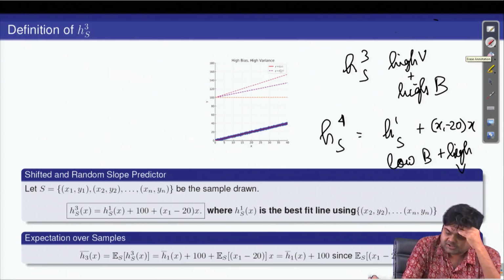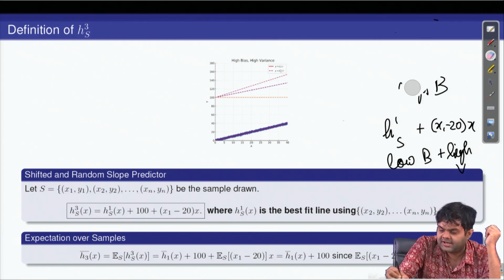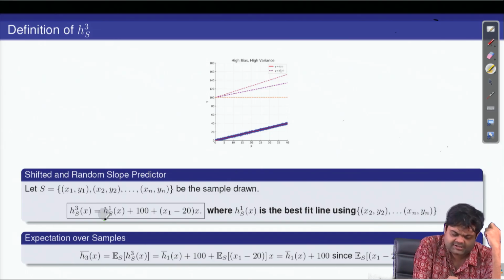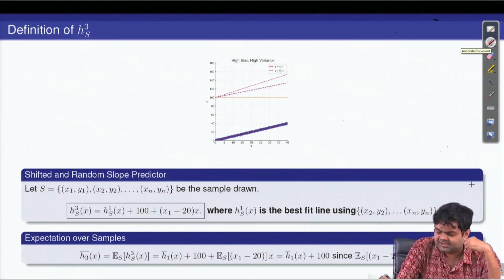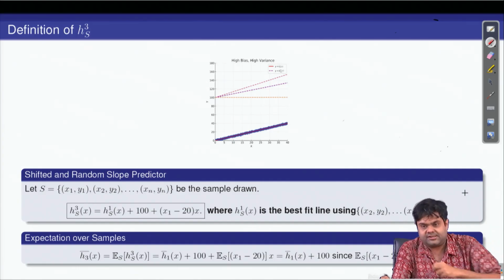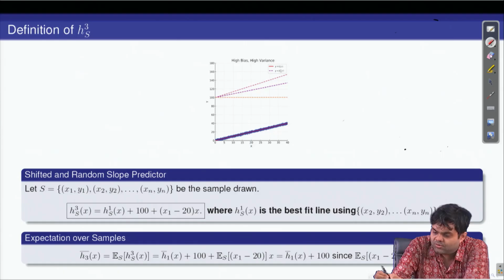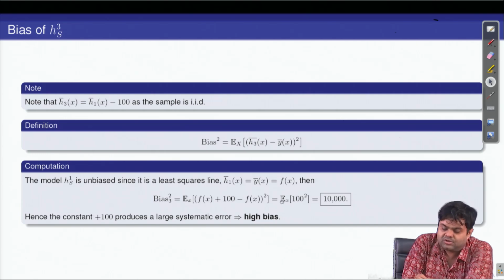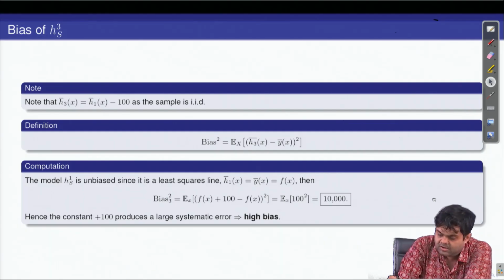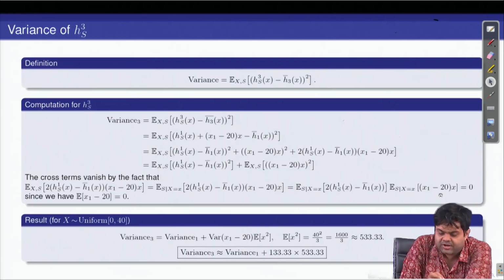So the formal calculations of these are there. You can slowly see the expected value calculations, which we did by taking conditional expectations. This is the least square fit, so the expected value of this actually gives you the conditional expectation of y perfectly. Expected value of this is 100, expected value of this is 0. So the expected value of this whole thing is actually 100, which already introduces the bias. It gets squared, so the bias will be 10,000, just like the second model. As far as variance is concerned, this is the variance calculation.